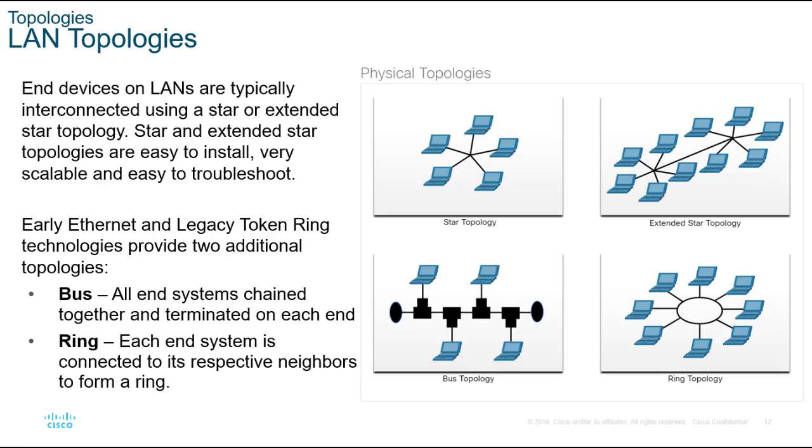Before Ethernet switches were common, early topologies interconnected the end devices using hubs. Other legacy LAN topologies included an Ethernet bus topology, which is where end systems were daisy-chained and terminated on each end, and a legacy ring topology such as Fiber Distributed Data Interface or FDDI and Token Ring, where end systems connected to each other forming a ring, which unlike the bus topology did not need to be terminated.